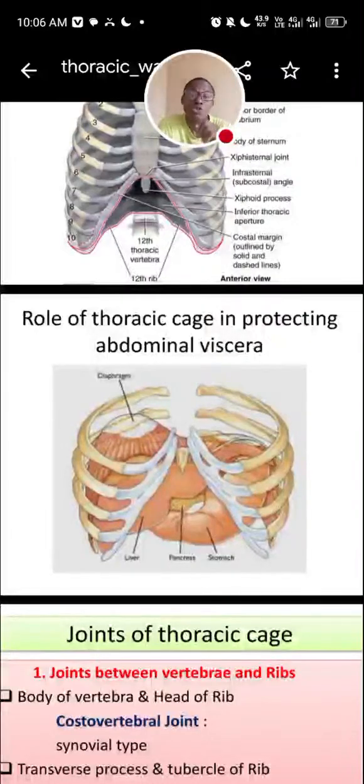Number one, watch this closely now: there's a sternum, there is a thoracic vertebra, and there is a pair of ribs. So we specify 12 pairs of ribs. Ten of them are attached, and then two of them are floating. Okay, now let's move on.